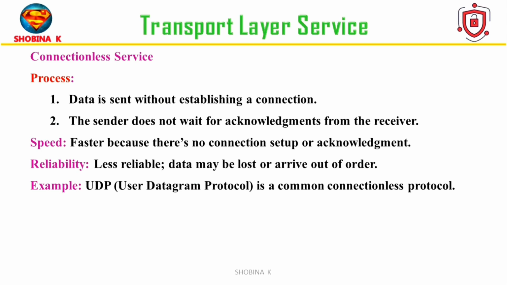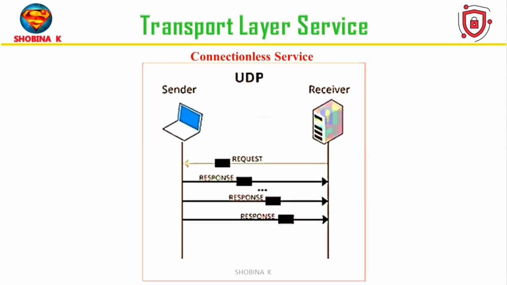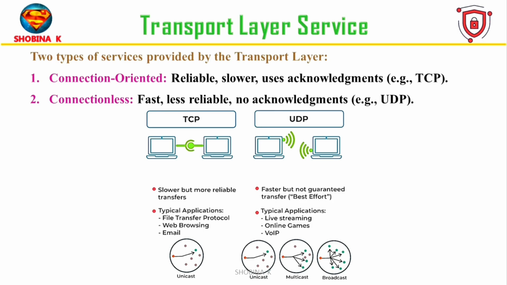Next, connectionless service. Here data is sent without establishing a connection first, and there is no need for acknowledgement from the receiver. The receiver does not confirm receipt, which makes the transfer faster but less reliable. This service is faster because there is no connection setup or acknowledgement. At the same time, it is unreliable because there is no guarantee that data will be received or in correct order. TCP is a common connection-oriented protocol and UDP is a common connectionless protocol.